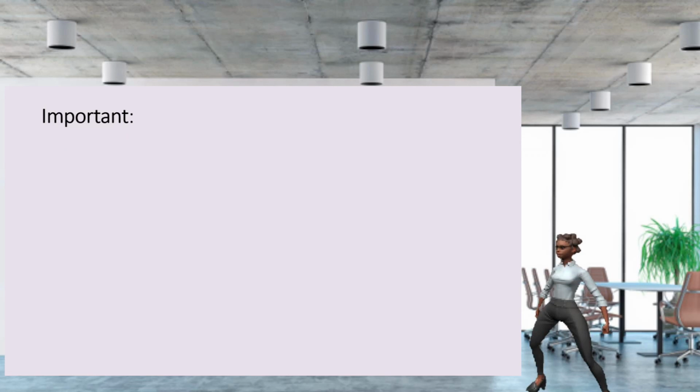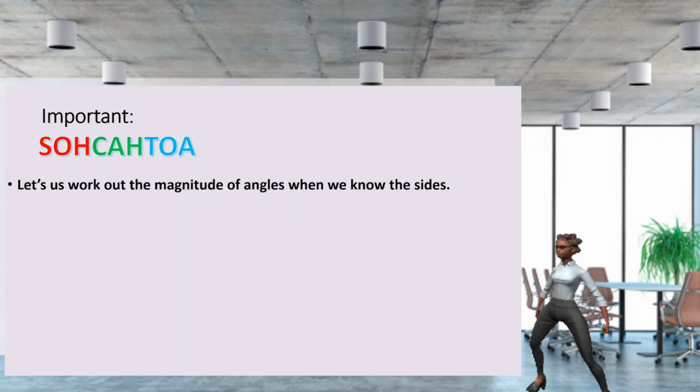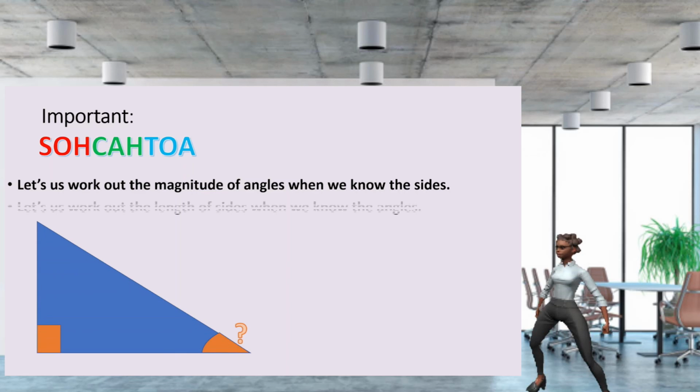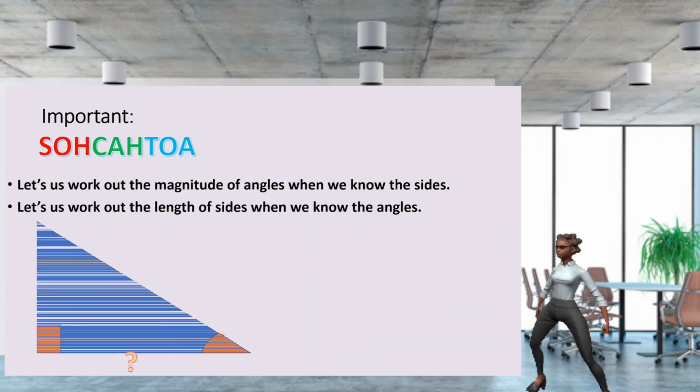Now you may be asking yourselves, why is this important? What's the big deal with SOHCAHTOA? Well, because of each relationship, we can form equations, and these equations allow us to work out the magnitude of angles when we know the length of sides, and they allow us to work out the length of sides when we know the magnitude of angles. And this in turn is important for many industries.